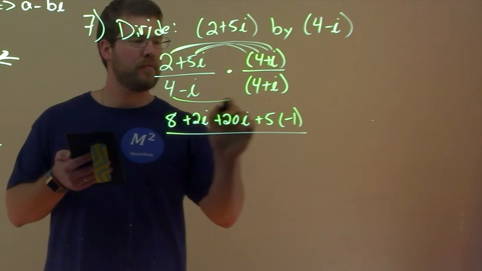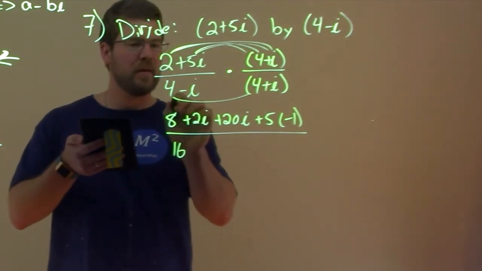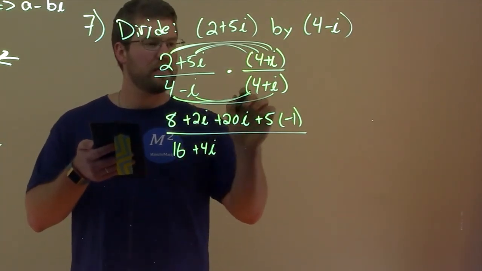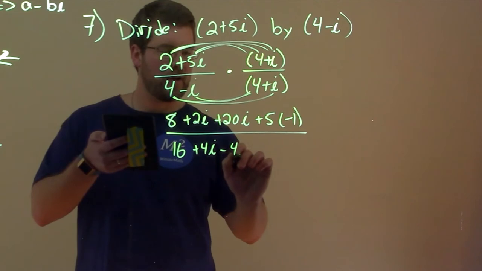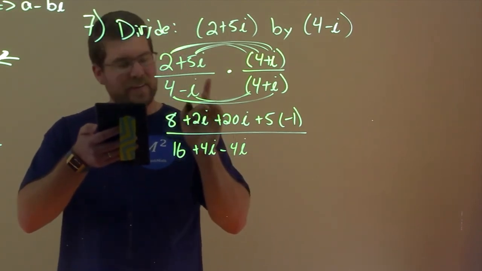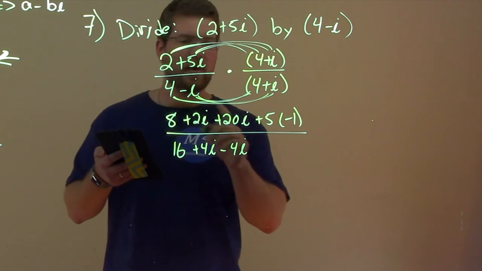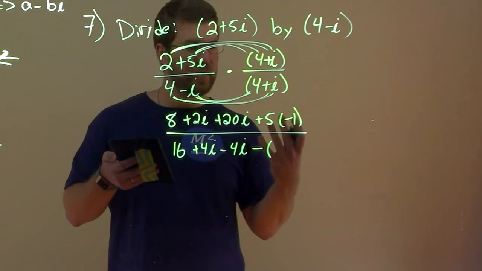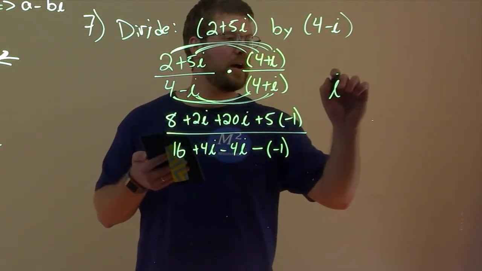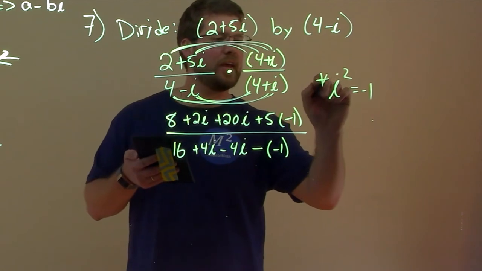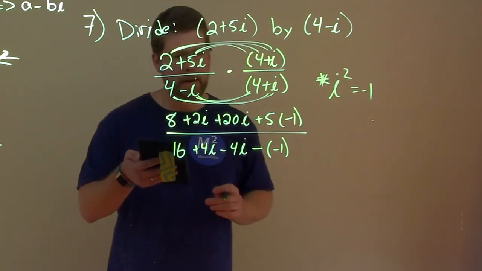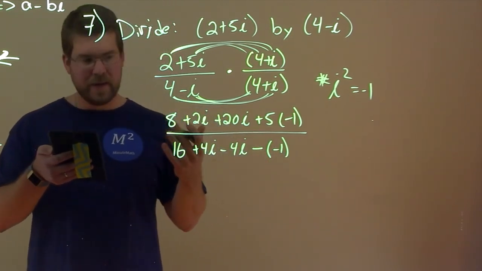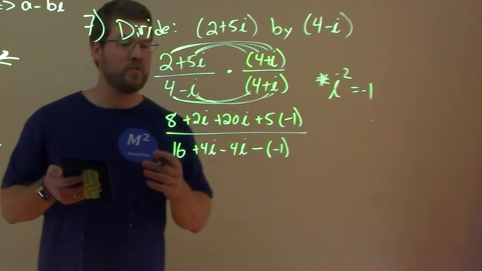Denominator, same idea. 4 times 4 is 16. 4 times i is 4i. Negative i times 4 is negative 4i. And negative i, and here's the tricky part, right? We have a negative i times an i, so we have a minus sign there, and then i times i is i squared, negative 1. And I'll put that here, i squared equals negative 1, just in case you forgot it already. So that's what we have right here, a minus a negative 1. Let's simplify the numerator and the denominator where we can, and we'll see where we end up.